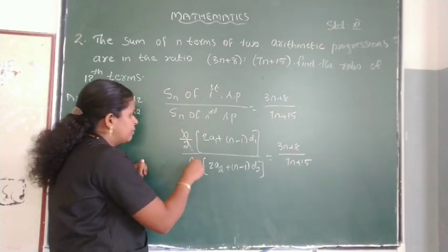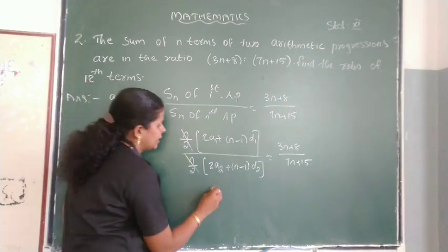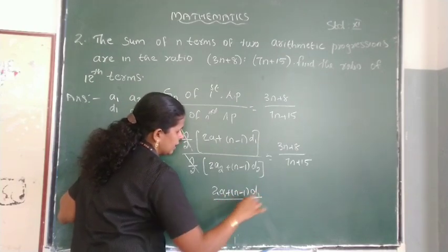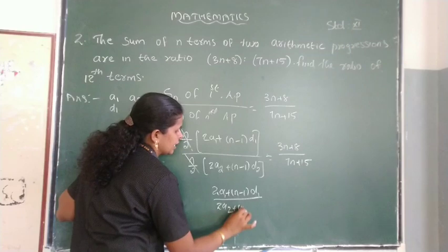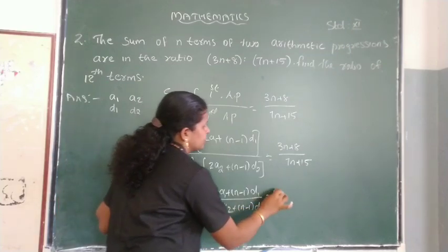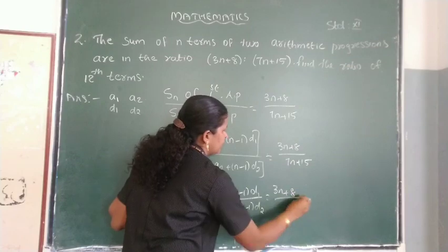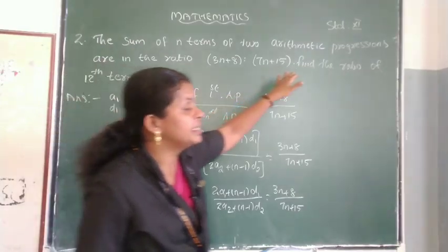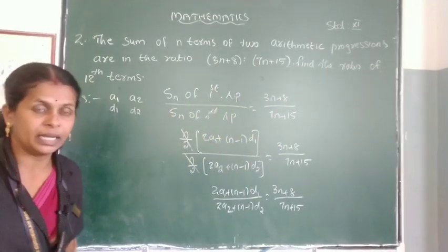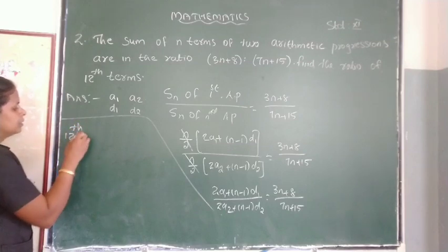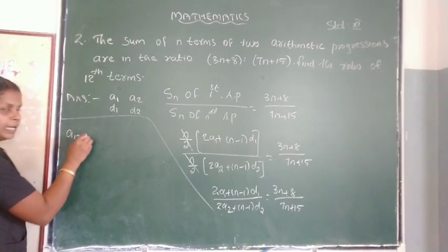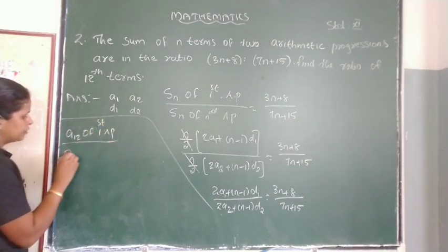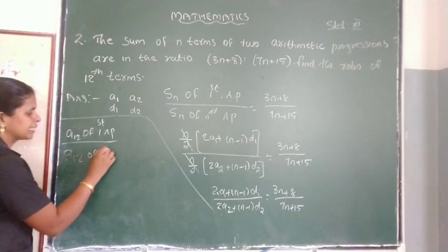Okay, from here n by 2 cancels. The remaining is 2a1 plus n minus 1 into d1, divided by 2a2 plus n minus 1 into d2, which is equal to 3n plus 8 divided by 7n plus 15. Okay, നമുക്ക് എന്താ കാണാൻ പറയുന്നത്? Find the ratio of the 12th terms ആണ്. 12th term we can write A12 of first AP by A12 of the second AP.